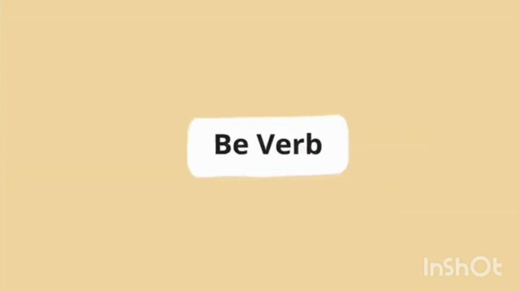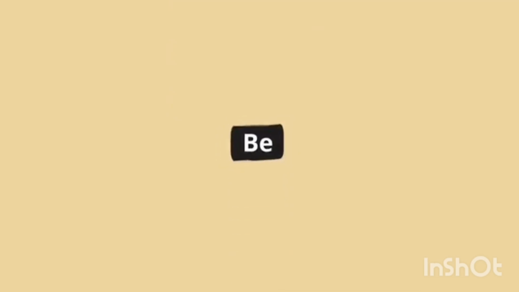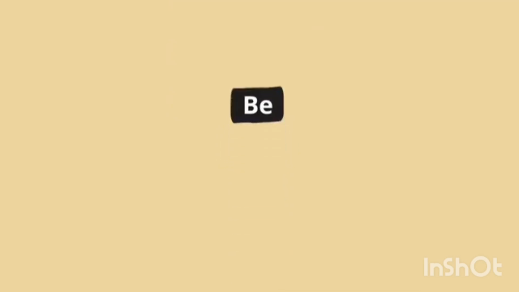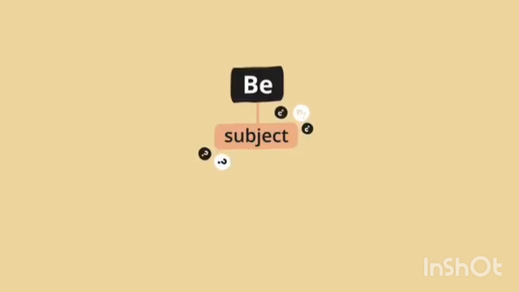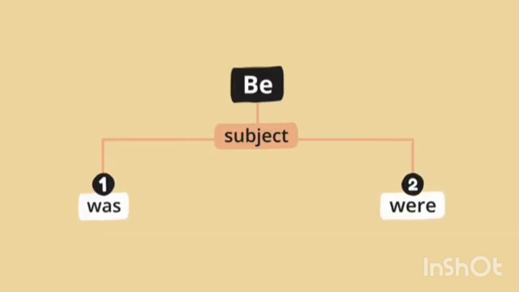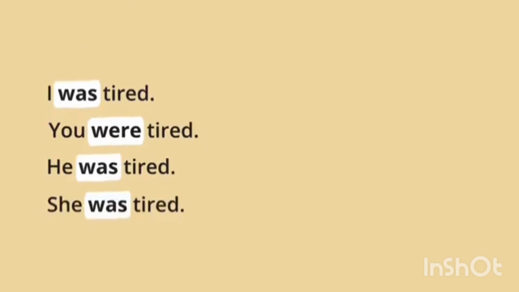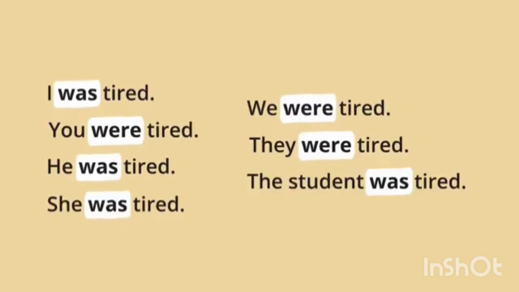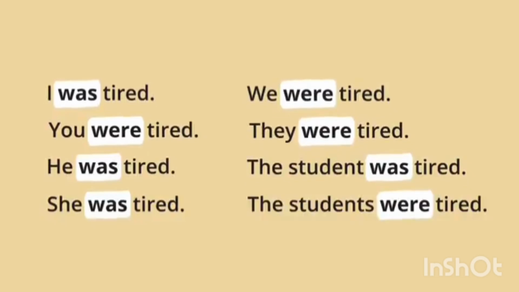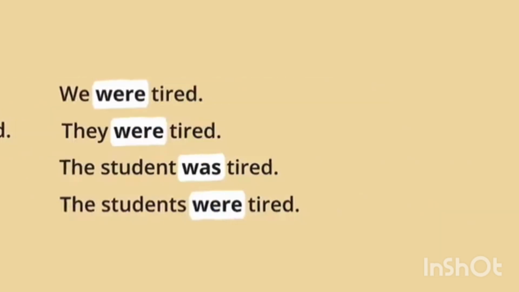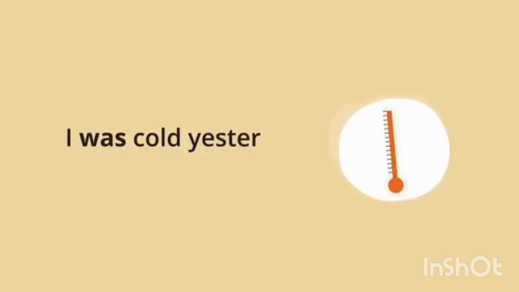The verb be is the only simple past verb that changes for different subjects. The two simple past forms of the verb be are was and were. I was tired, you were tired, he was tired, she was tired, we were tired, they were tired. Another example is I was cold yesterday afternoon. My dog was hungry.